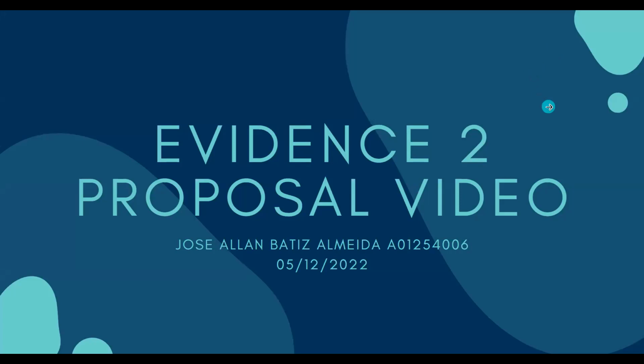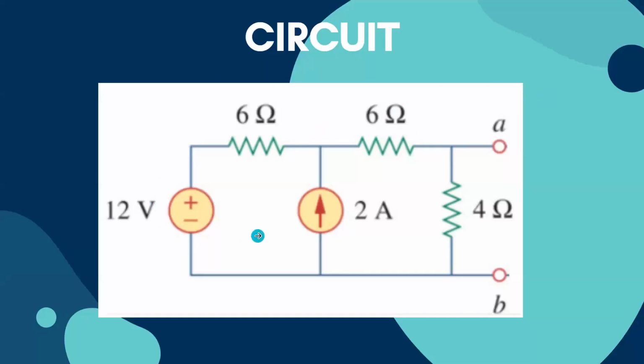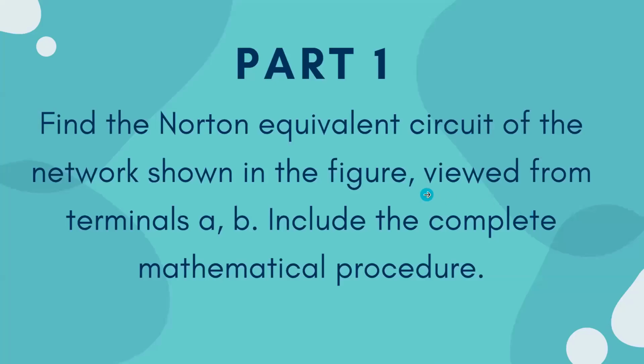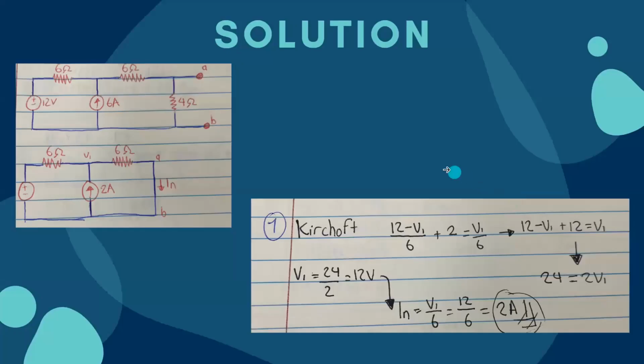video. This is the circuit we have with 12 volts, two resistors of 6 ohms and one of 4 ohms, and a current of 2 amperes. For the first part, we have to find the equivalent circuit of the network shown in the figure, from the terminals A and B, including the complete mathematical procedure.